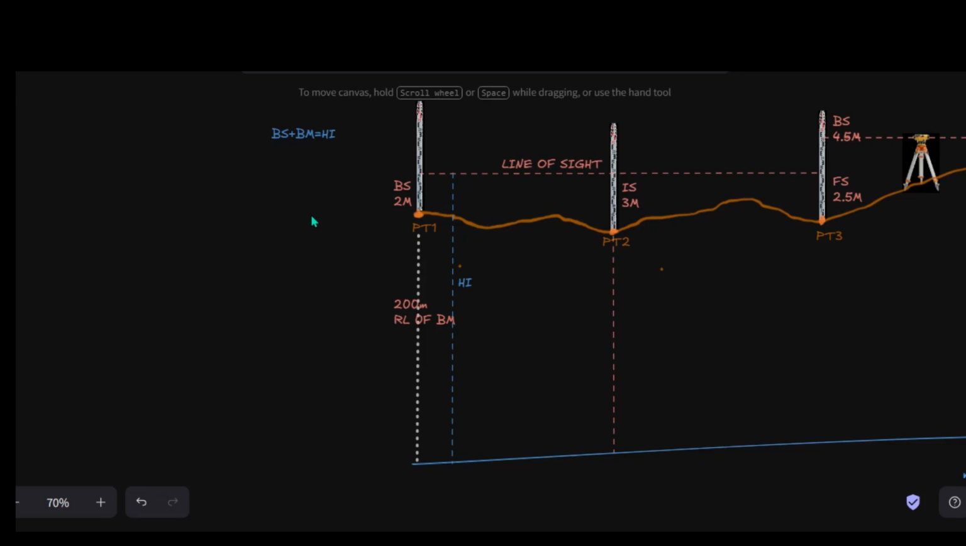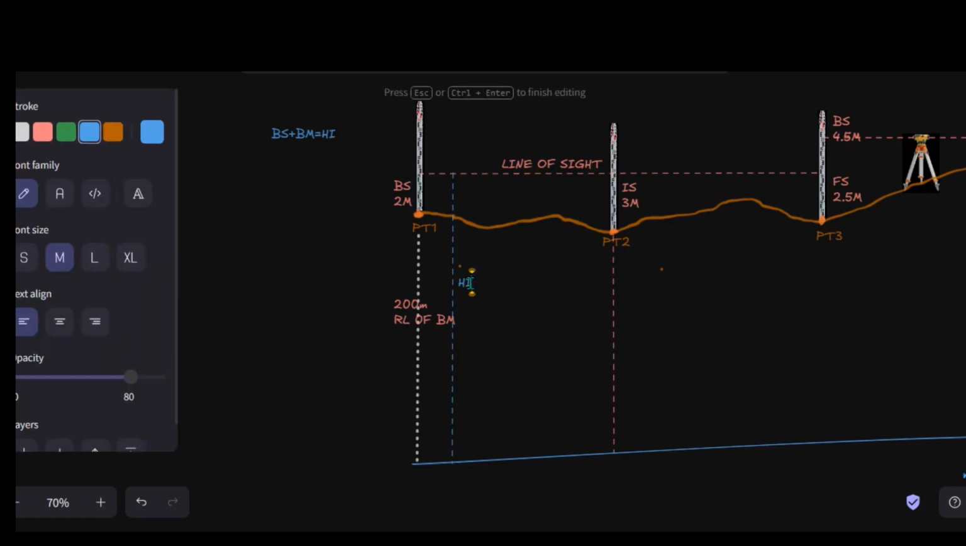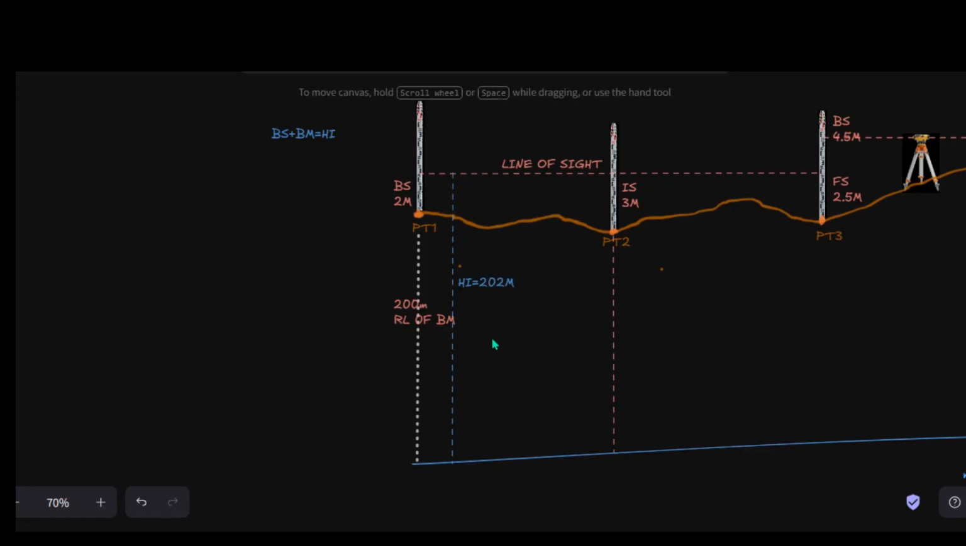Now you can see that this backsight here is 2 meters, and the reduced level here is 200 meters. So this here is going to be equal to 202 meters. 202 meters. Did you see that? Fine. Now let's get to another one.